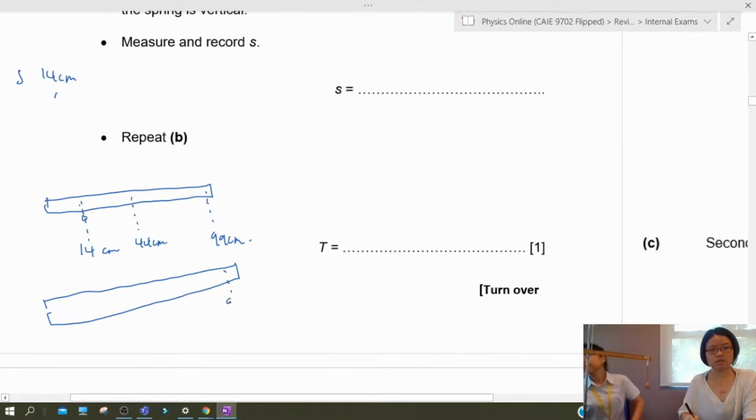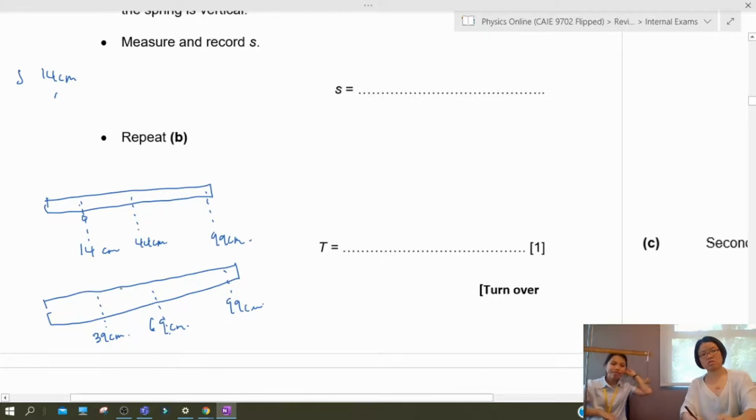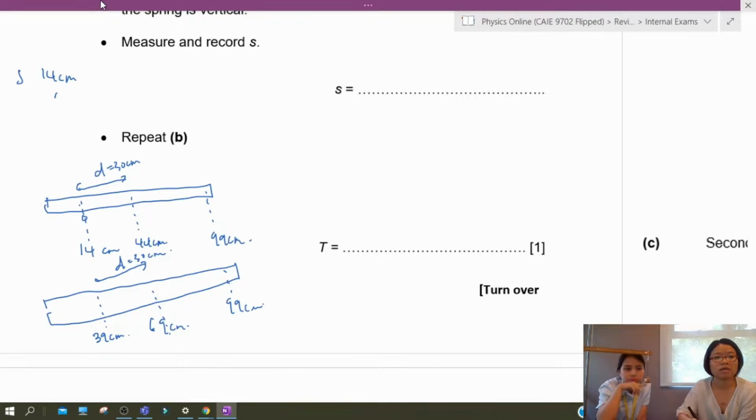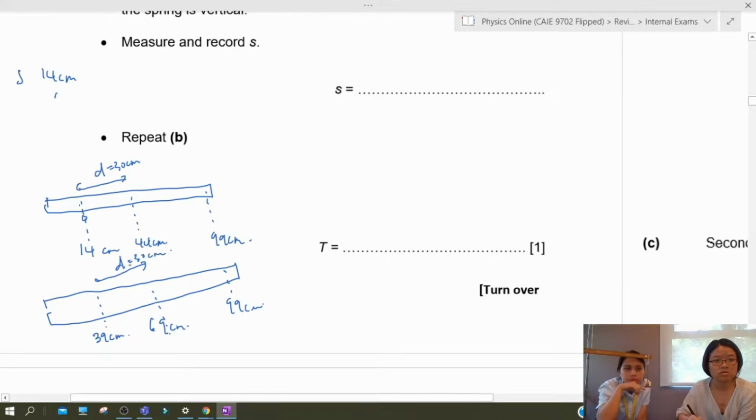So this is still 99. Then the spring is at 69. And the rod A is at 39. All the 9s and all the 4s. Here to here is D, and you can see D is fixed at 30 cm. So we kept D constant, and here to here is S. So on one end, S is 99 minus 14.